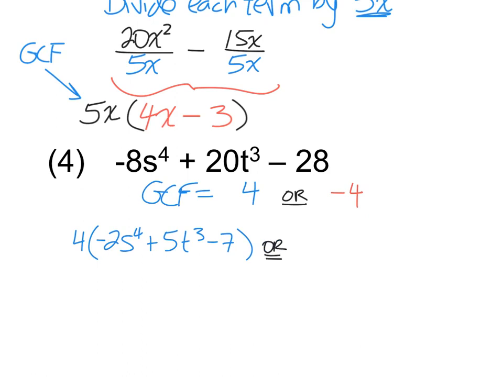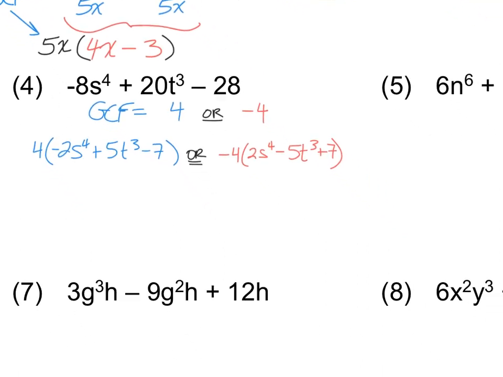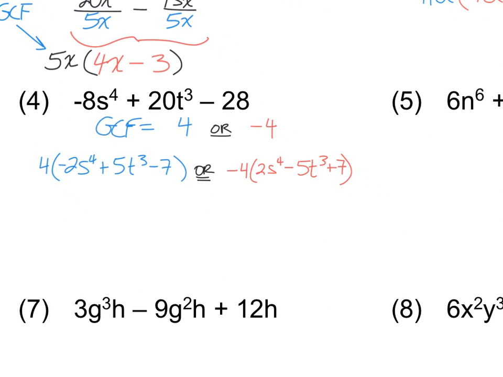Or it might be a negative 4 in the front, in which case you have 2s to the 4th minus 5t cubed plus 7. All right, so how would you know to do a positive coefficient or a positive GCF versus a negative? In this case, you wouldn't know, but in other situations, you'll see. When we get to more advanced cases, it'll be more obvious when you want to take out a negative versus when you want to take out a positive. At this point, we're just learning that that's something that you can do.